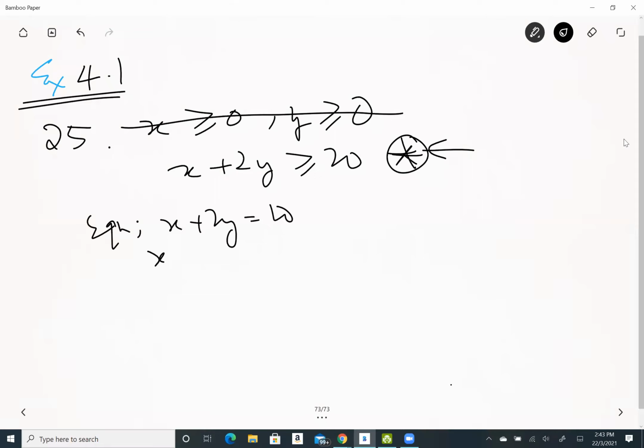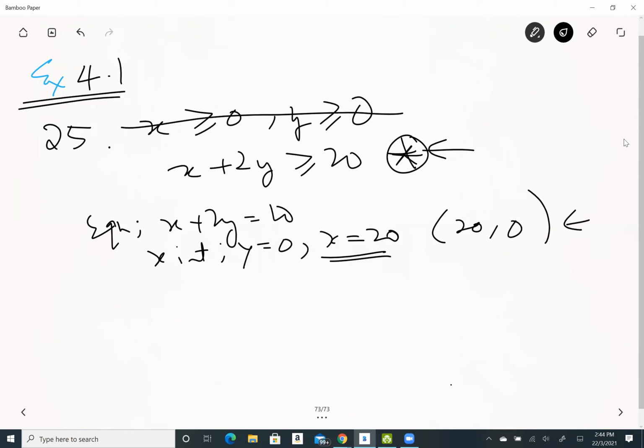Now, what is the x-intercept? I want you to show the work, okay? y equal to 0. Then you have x equal to 20. So now, take the point. The point is 20, 0. So specify that point. Don't just stop here, okay? Write down the point, 20, 0.